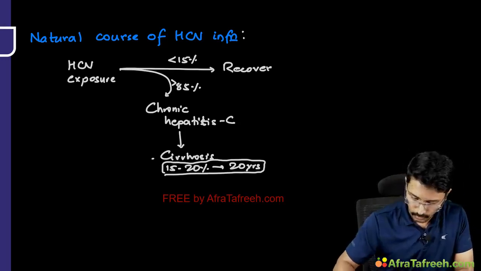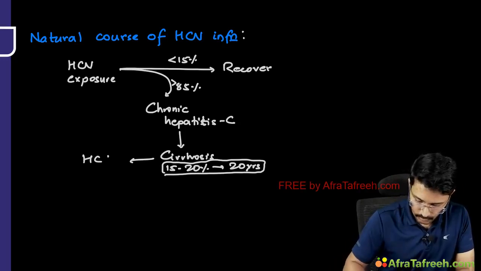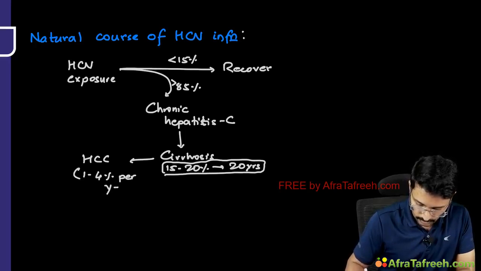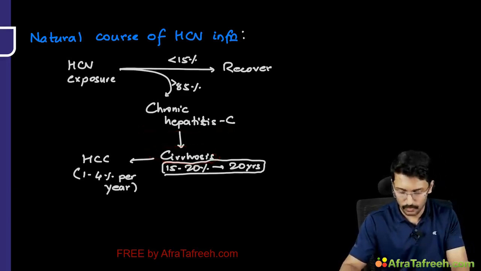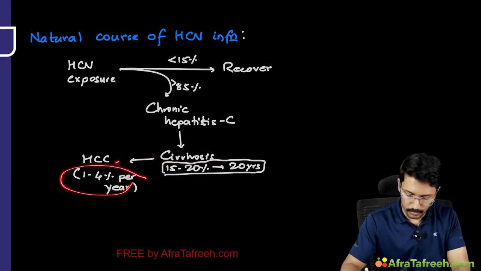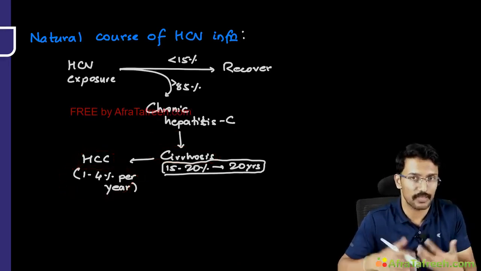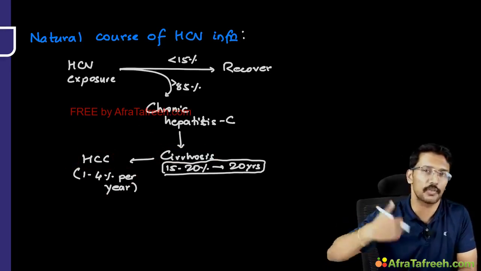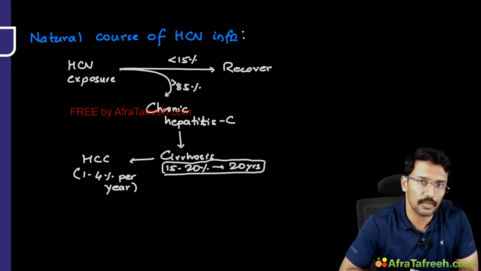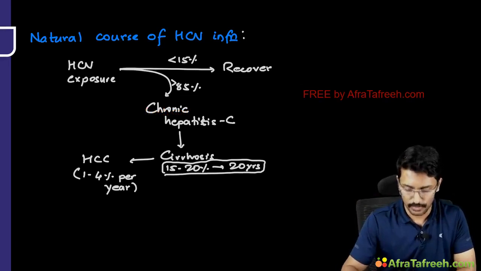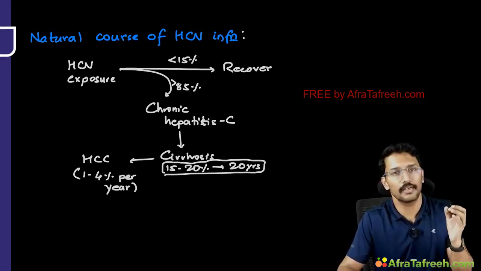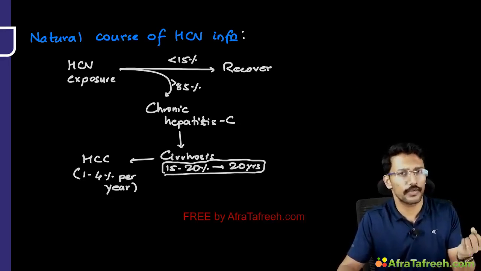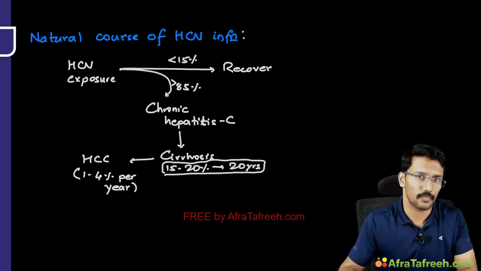And once there is cirrhosis, obviously there is risk of progression to hepatocellular carcinoma at the rate of 1 to 4% per year. I'm talking about patients who have developed cirrhosis, not chronic hepatitis. Every year, 1 to 4% of the patients will start showing up with hepatocellular carcinoma. This is the natural course of the illness. So chronicity is the rule when it comes to HCV in adults, and recovery is the rule when it comes to HBV in adults.